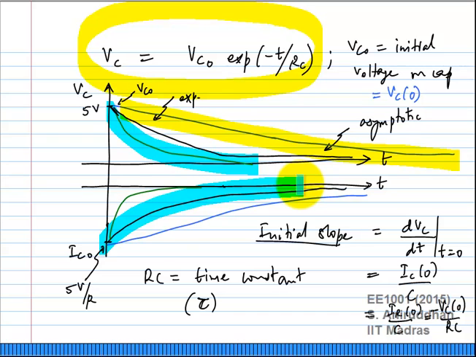How do you find that out? The initial slope is nothing but dVc by dt at t equal to 0, and that is simply minus Vc of 0 by RC in this case. If your initial voltage is 5 volts, the initial slope is minus 5 by RC, and that should tell you, if RC is very large, the slope will be very small, it will decay very slowly. If RC is very small, the initial slope is very large, it will start falling much faster. It's a much faster decaying exponential.